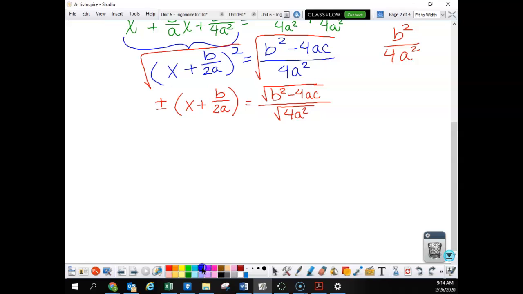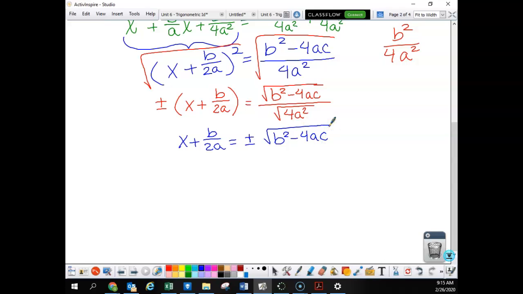And now just for today, I'm going to move that plus or minus to the other side, and I'm going to keep it together. I'm not going to split it up into the two cases like we normally do. Now the top, I can't square that, right? Because it's addition and subtraction, so I'm just going to leave it as b squared minus 4ac.